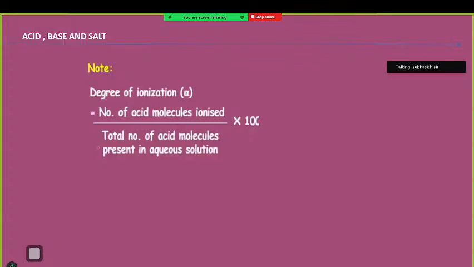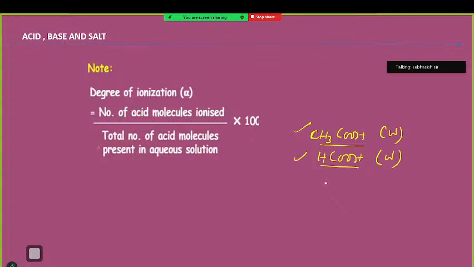But there are so many weak acids. For example, acetic acid is weak, and formic acid is also weak, because acetic acid is not 100% dissociated. Formic acid is also not 100% dissociated, so both acetic acid and formic acid are weak. But can you say which one has the greater strength with respect to the other? You can't say.